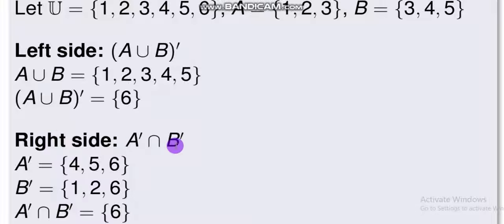Then we go to the right hand side. The right hand side says A complement intersection B complement. So we are going to find the A complement, the B complement, and then their intersection.